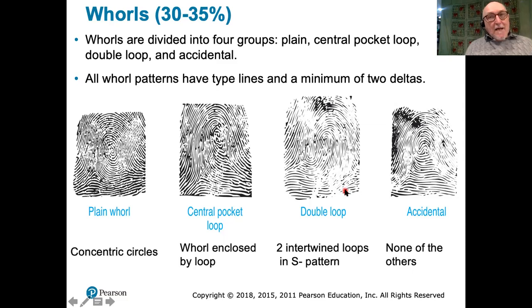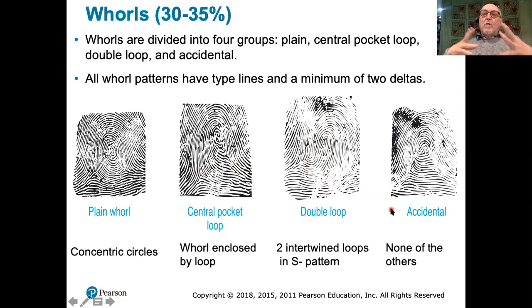This is also classified as a whirl. It is a double loop. Here is a loop there, and here is a loop there. And it's easy to recognize. It's like an S shape on its side, like that, there. And again, the whirls all have two deltas. Here's a clear delta there, and there's another delta there. The delta may be a little bit difficult to see in the whirl sometimes.